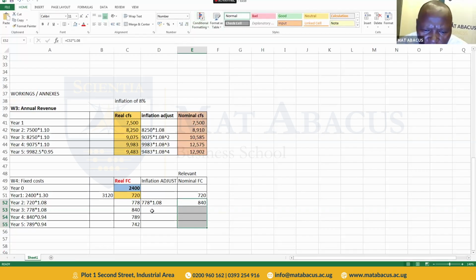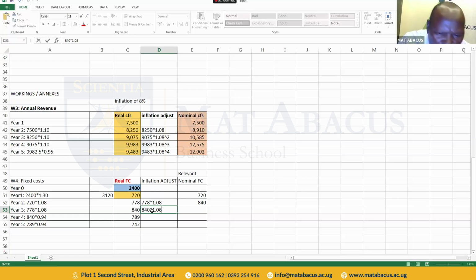In the exam, you will make your own decision. This is going to be 840. You multiply it by 1.08. But it is running for the second time, so you raise to the power of 2. And therefore, that's what I'm going to do: 840 multiplied by 1.08 raised to the power of 2. I should be able to get 980.